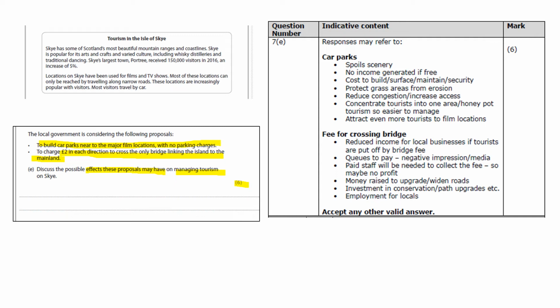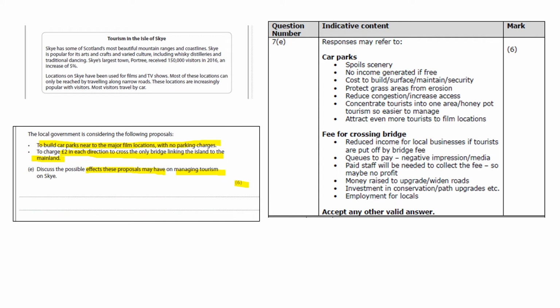So you should be using the idea that basically 1 mark for a point, 1 mark for explaining something. So we need to have 3 points, 3 explanations, and that's really a minimum, and there needs to be factors talking about the car parks and factors about the charge on the bridge. Now, the effects can be positive or negative.